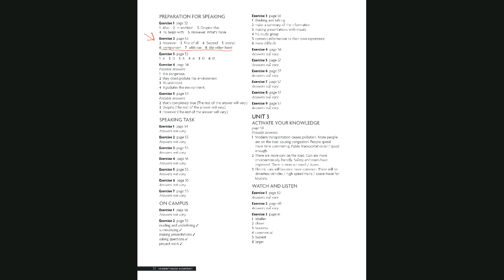All right, let's go to exercise 3, talking about advantages and disadvantages. Number 1 is A, an advantage. Number 2, D, disadvantage. Number 3, A, advantage. Number 4, A, advantage. Number 5, D, disadvantage. Number 6, D, disadvantage. So basically, when you see that word drawback, drawback is the opposite of benefit.